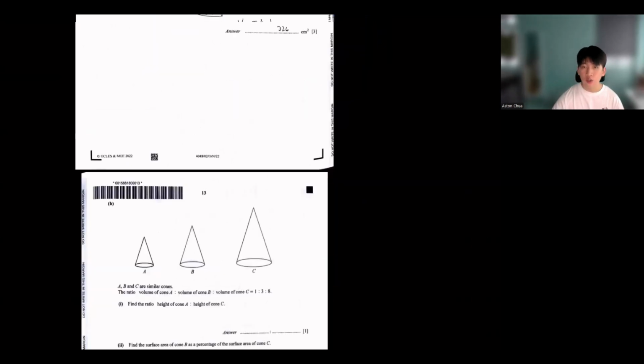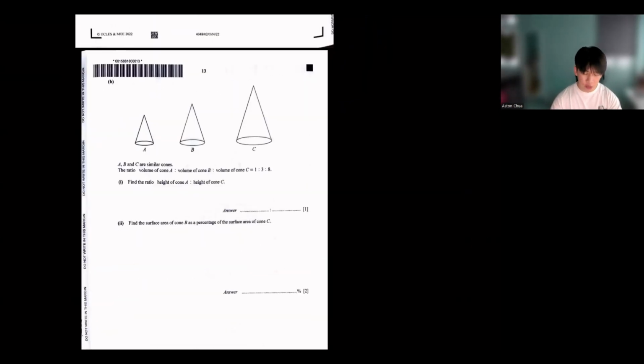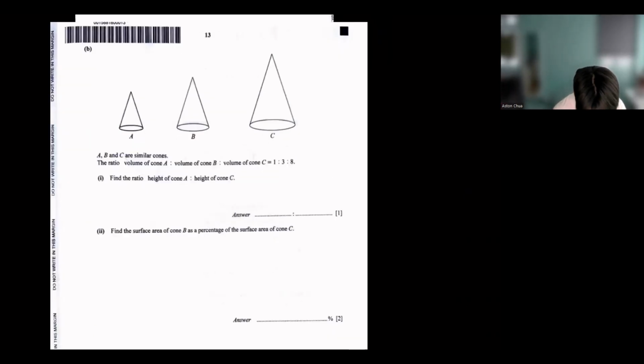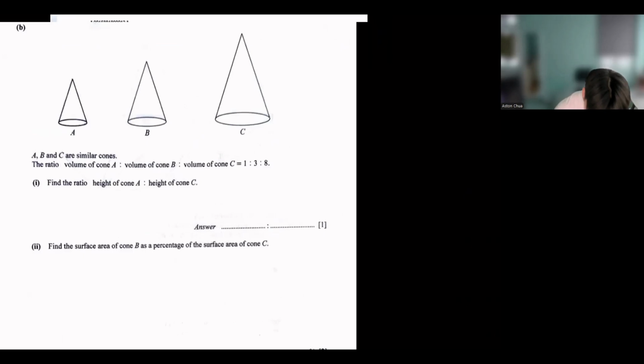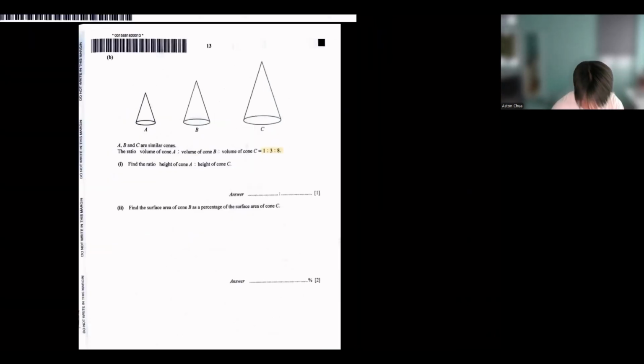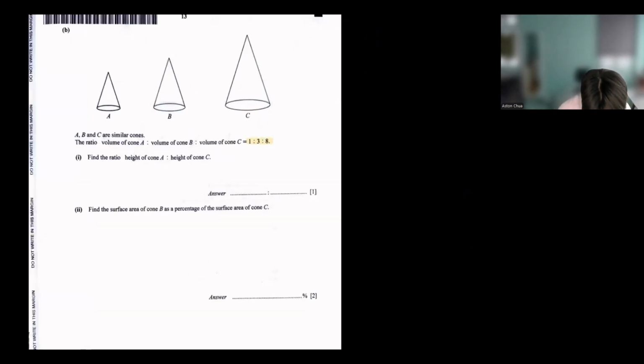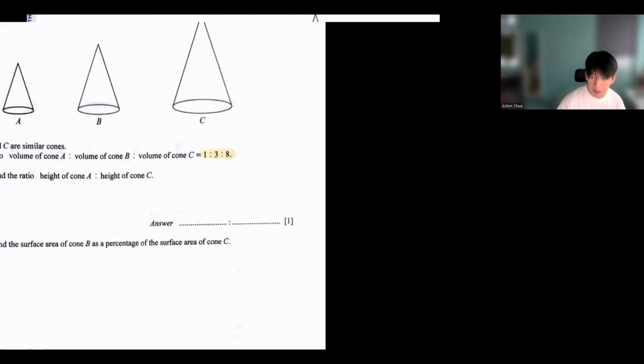All right, then moving on to part B. In part B, we are given three cones, A, B, and C, and they're all similar. They also gave us the ratio, right? So 1:3:8. Note that this is the ratio for their volume. So in part I, we have to find the ratio of their height. So how do we do that?